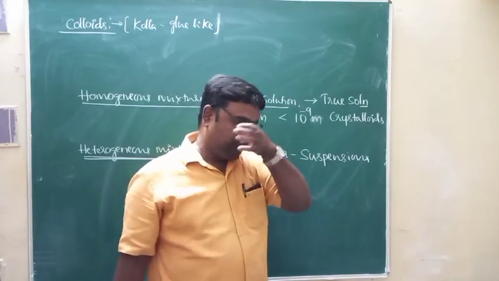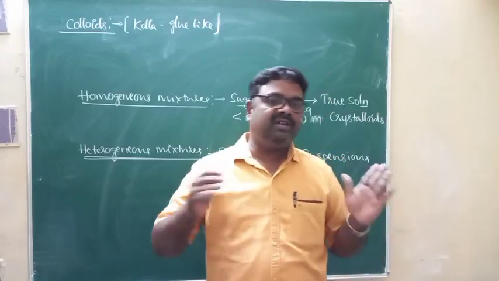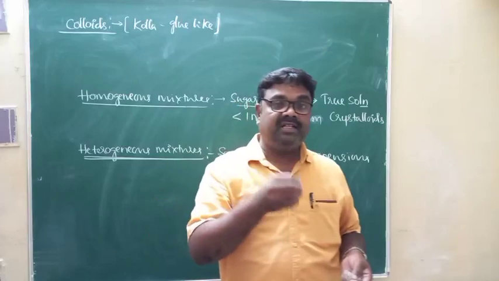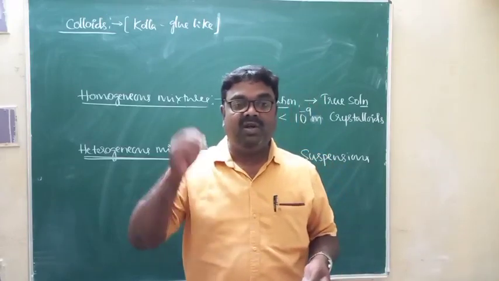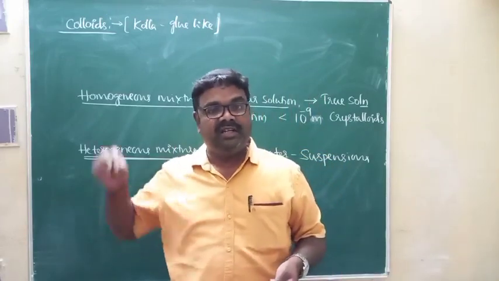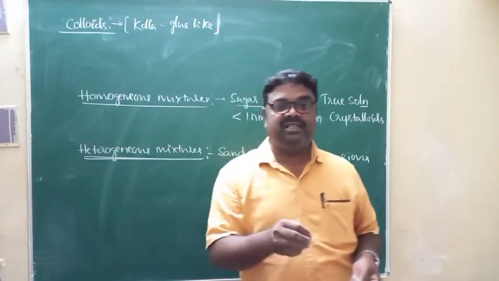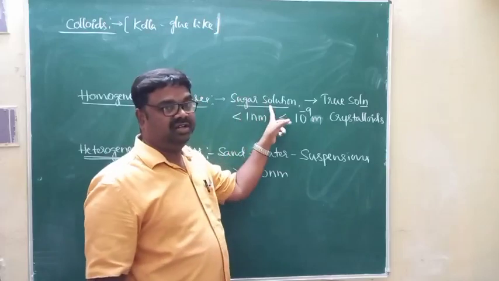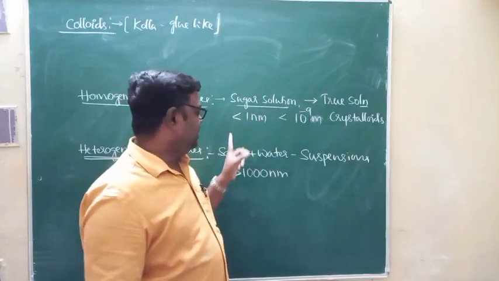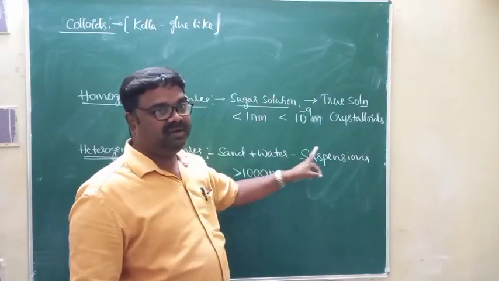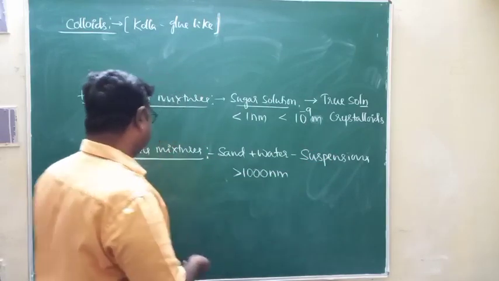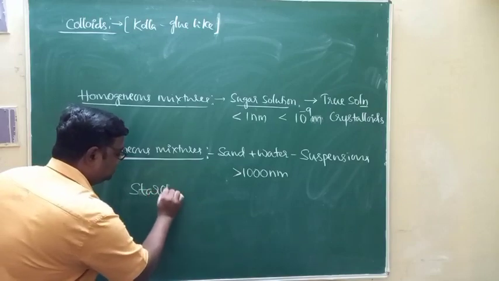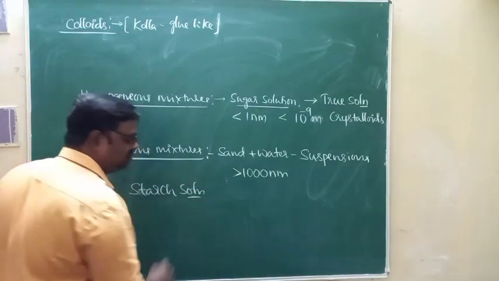So at this moment, I can define colloids as heterogeneous mixtures in which finely divided particles of one substance having a diameter of 1 nanometer to 1000 nanometer are dispersed in another substance. That is what we call colloids. And of course, I said sugar solution is an example of a true solution, and sand in water is an example of a suspension. Now I'll give one example of a colloid, that is the starch solution.